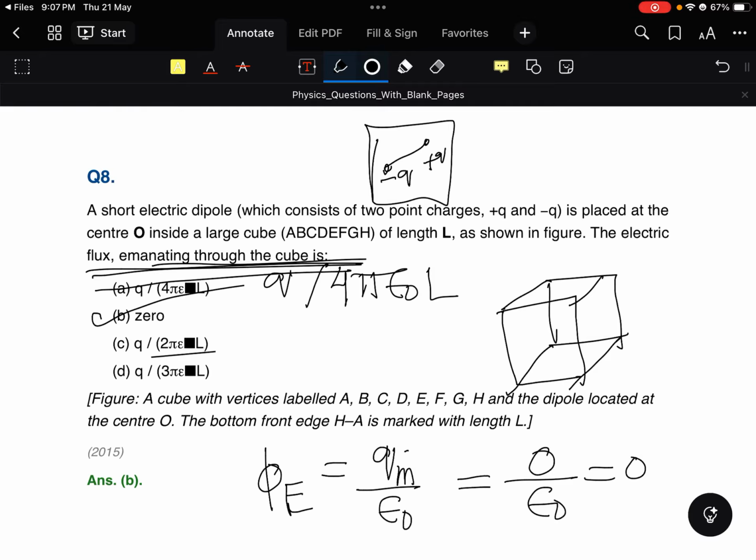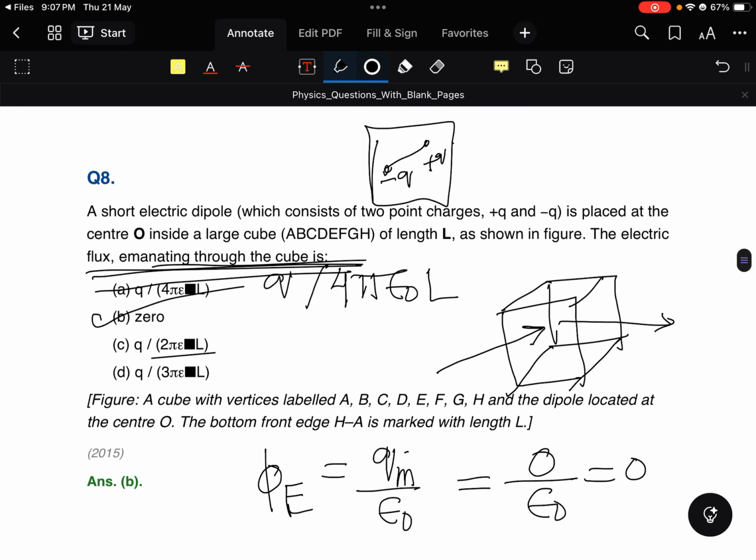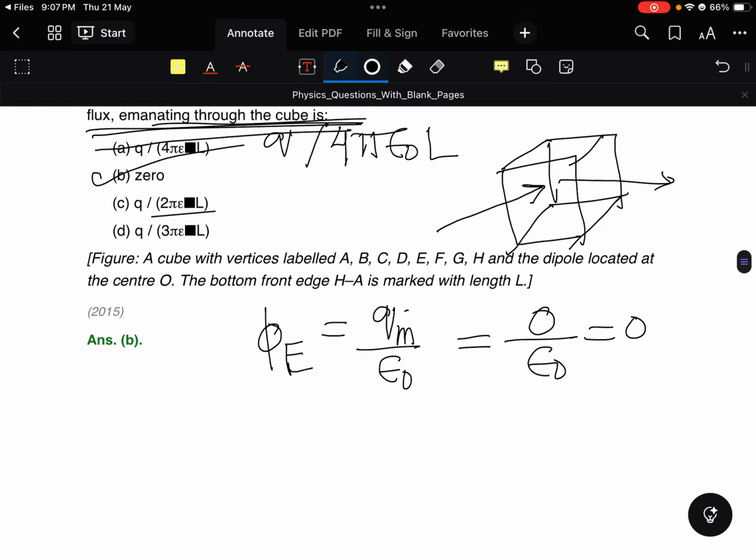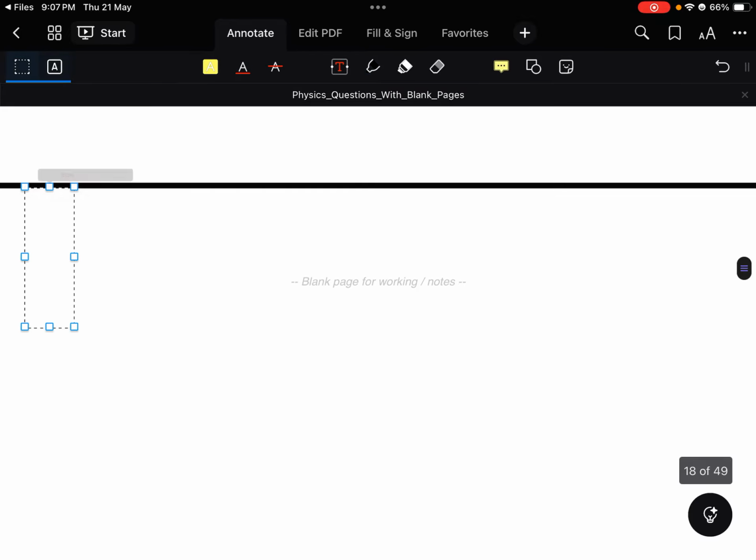कोई भी फ्लक्स क्यूब से बाहर नहीं आएगा, because as much is coming out from the cube उतना ही क्या है माइनस क्यू के कारण अंदर जा रहा, जितना प्लस क्यू के कारण बाहर निकल रहा उतना ही माइनस क्यू के कारण अंदर फ्लक्स जा रहा. So no flux will emanate through the cube. Now you see the next question.